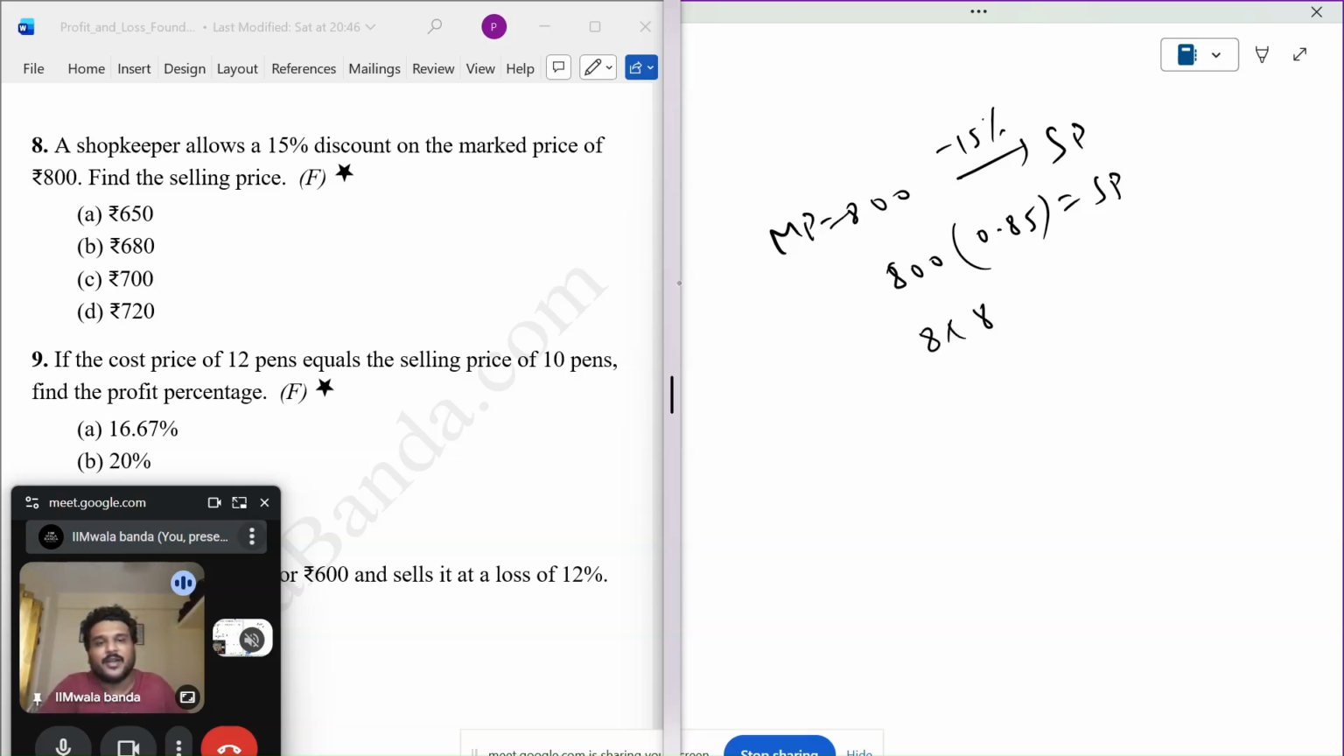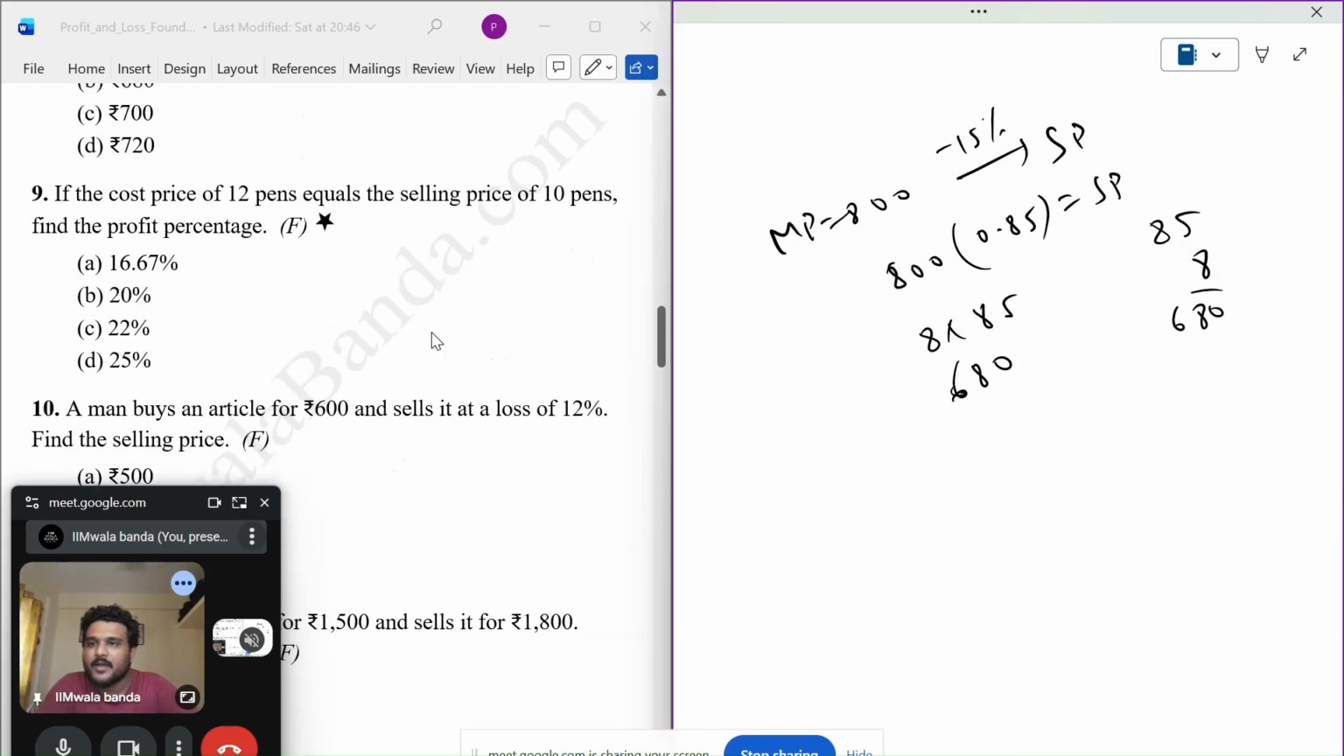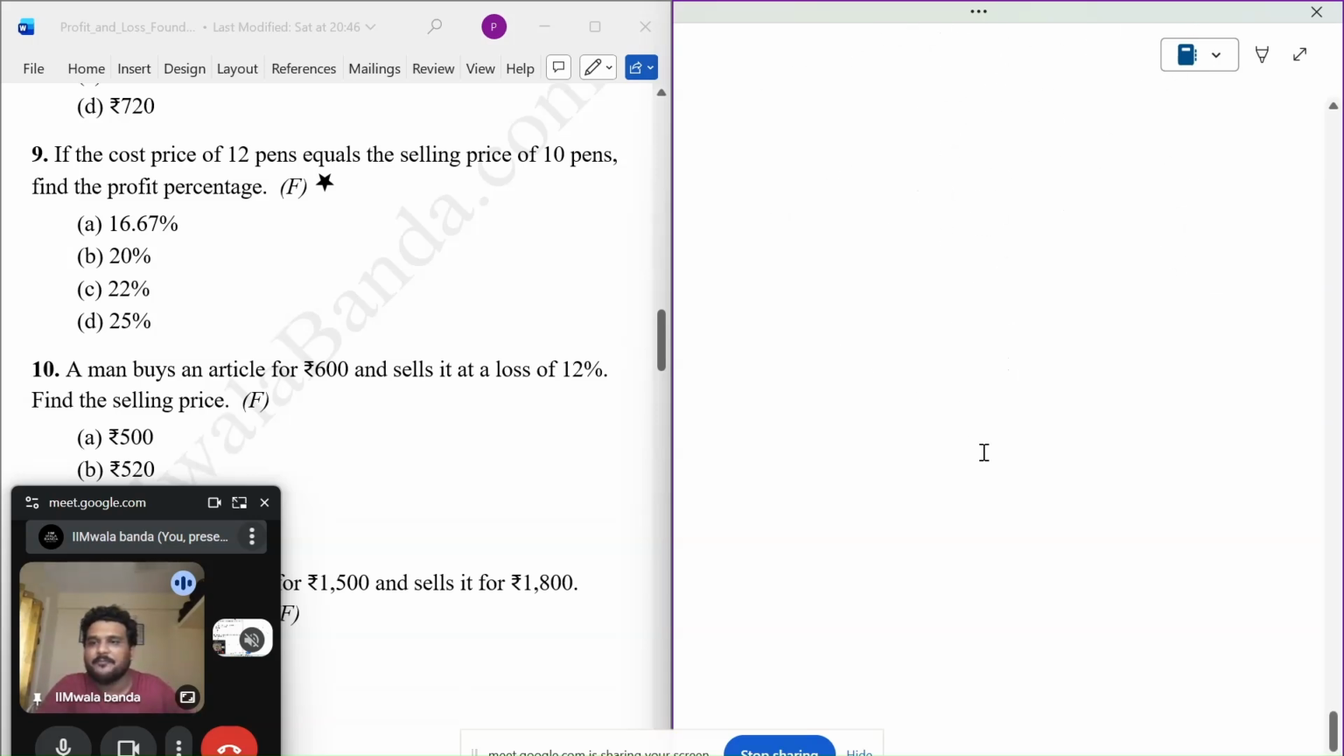So it is 8 into 85. 85 into 8, 8 fives are 40, 8 eights are 64, 68, so 680, and there are two decimals, so 6.80. Also, there are these two zeros here, so this will be 680. I would have seen it as I already gave these two zeros to this, and it became 85. So there is no point of decimal. 680 is the answer. Now let's go for question number 9.